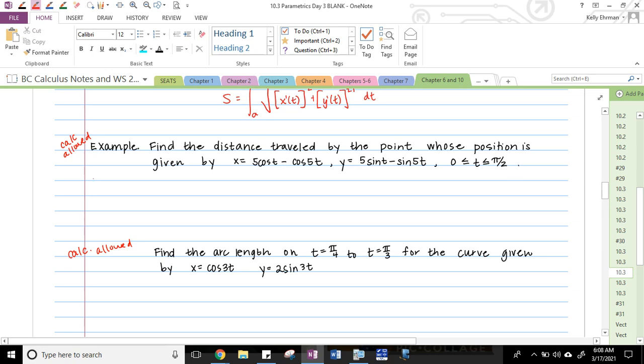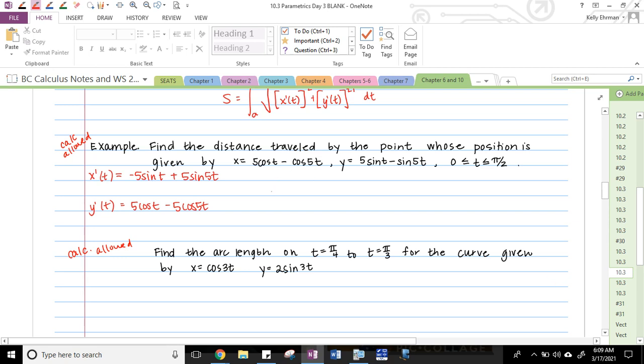Okay, so all I have to do here, and this is all I have to show on the AP test, is show what x prime of t is. So we've got negative 5 sine of t plus 5 sine of 5t. Little chain rule in there. And then show what y prime of t is. Y prime will be 5 cosine t minus 5 cosine 5t.